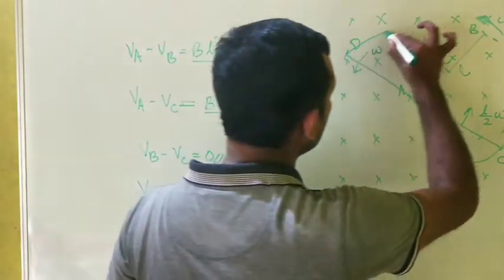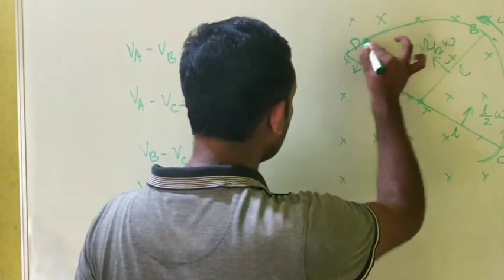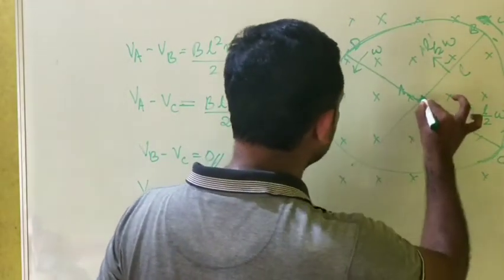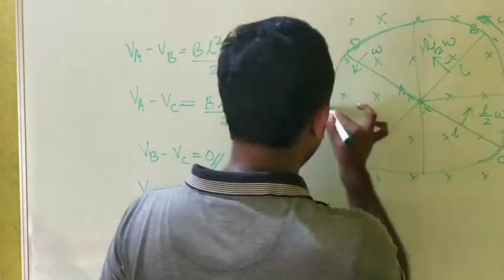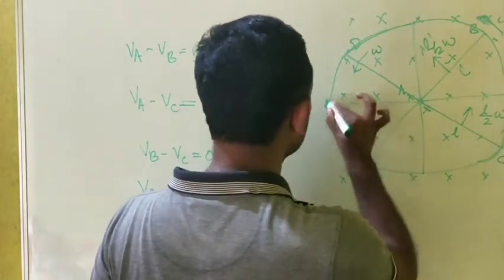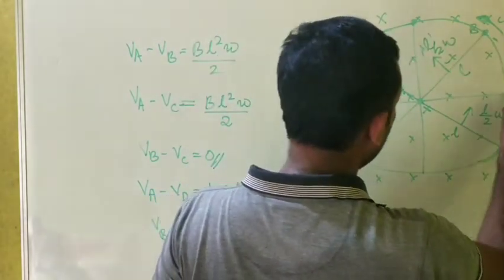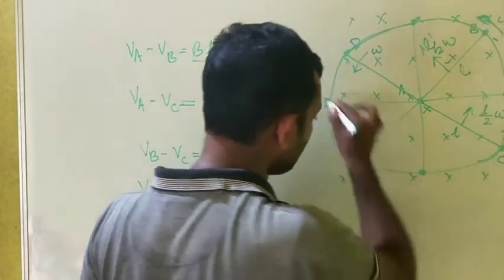Now what I am going to say here is that if you consider a ring, and these are all diameters of this ring, every point of this ring will be at the same potential.